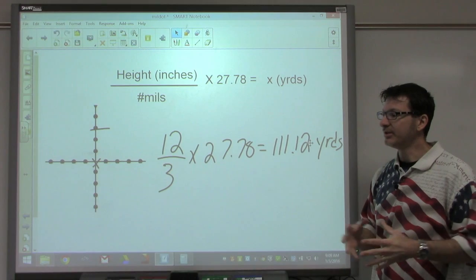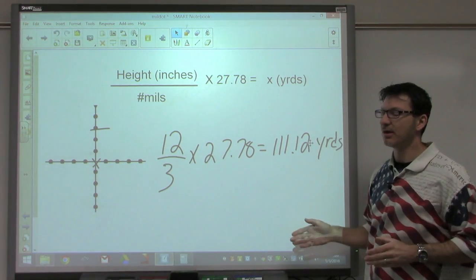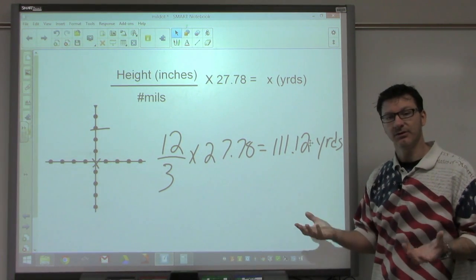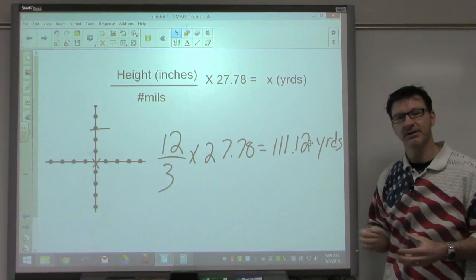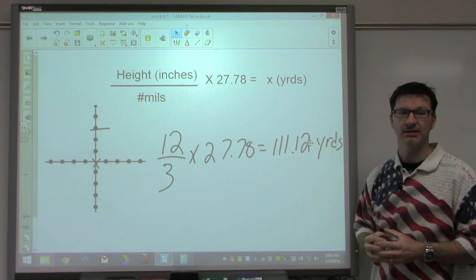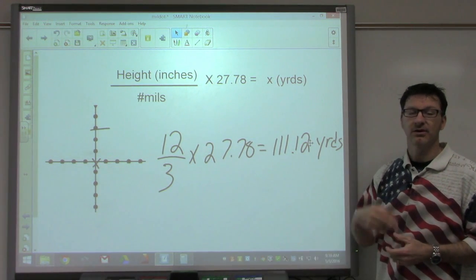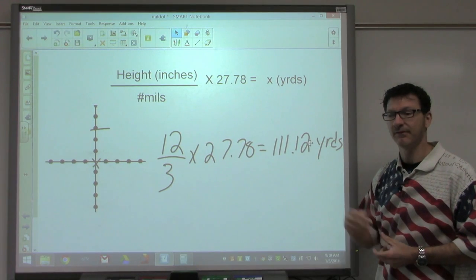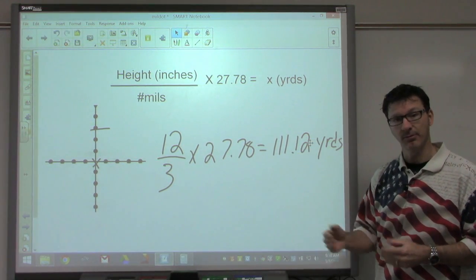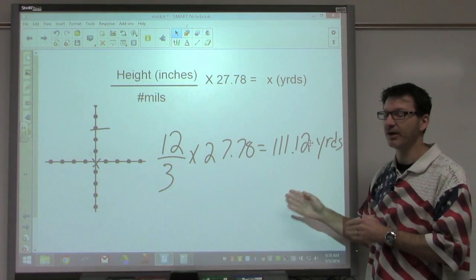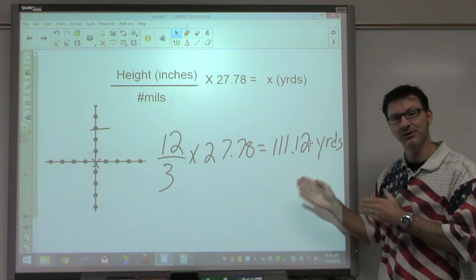In my next video, please stay tuned, because I showed you these computations, but unfortunately there are a couple of different types of scopes out there with these mil dots in them. One is called an FFP scope, and the other is called an RFP scope: a front focal plane scope and a rear focal plane scope. These computations work very well as long as they're used properly.